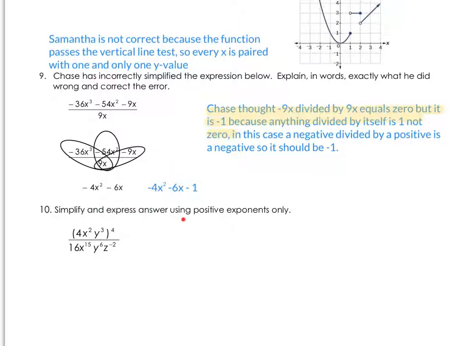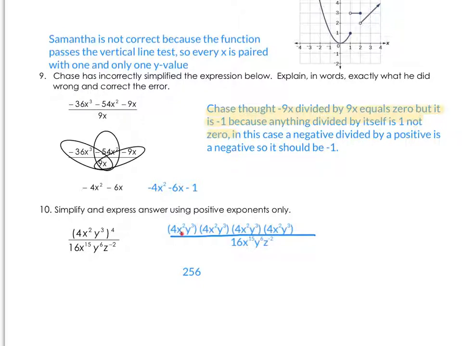Simplify and express answer using positive exponents only. Okay, so first I see this to the fourth. That means that I want to start by expanding this out and writing it 4 times. Okay, so all I've done is written that out 4 times. Now I can go ahead and do the multiplication. So 4 times 4 times 4 times 4, that equals 256.